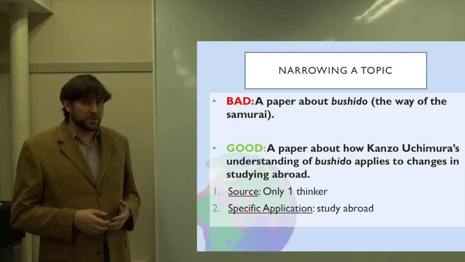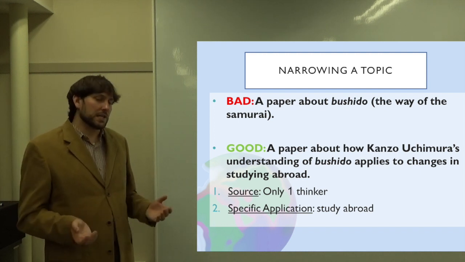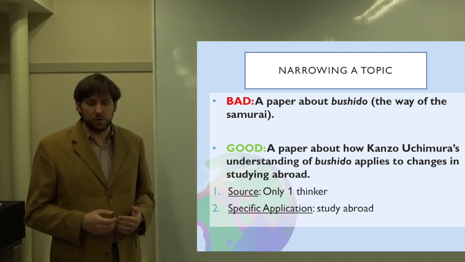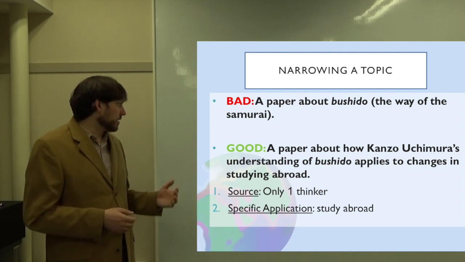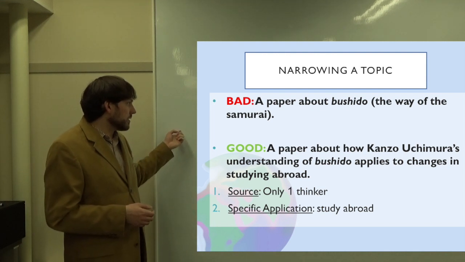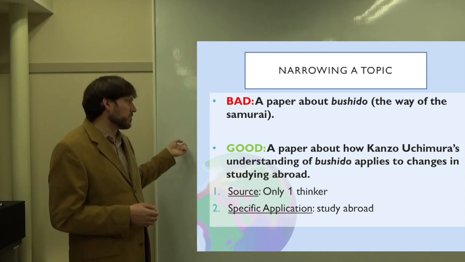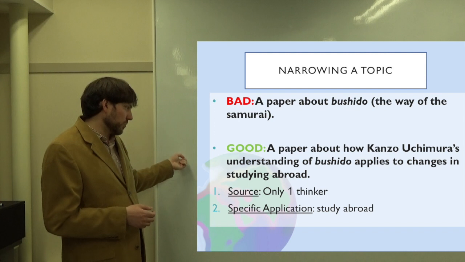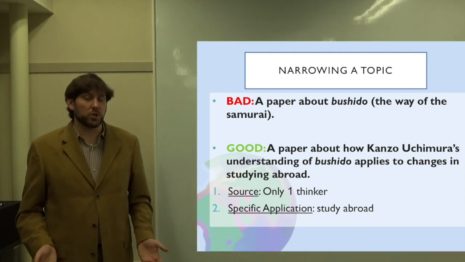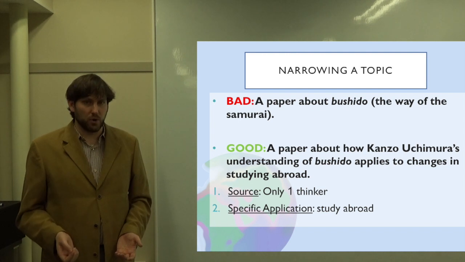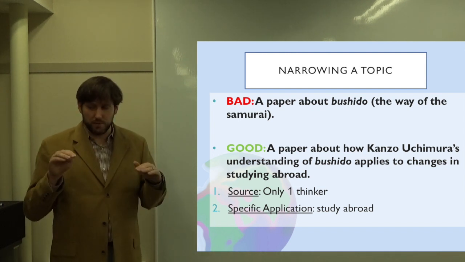This is not good because there's a lot of things that could be said. We need to add some more themes so we can more narrowly attack a single claim. So to make it better, a paper about how Kanzo Uchimura's understanding of Bushido applies to changes in studying abroad. Now we're only looking at one thinker, we're not looking at everyone, and we're looking specifically at studying abroad. So we've added 2 things, making it much sharper.